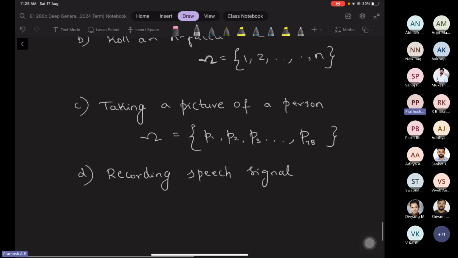Recording the speech signal. What happens is that every possible sentence that everybody in this world can talk of becomes a sample space. You understand? Okay. Any questions on what constitutes a random experiment and what a sample space is?